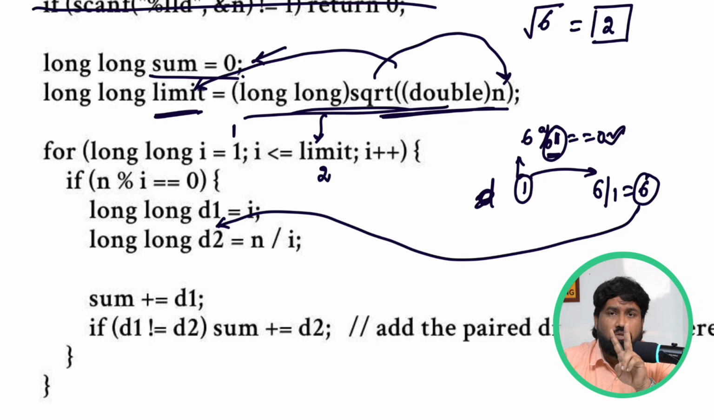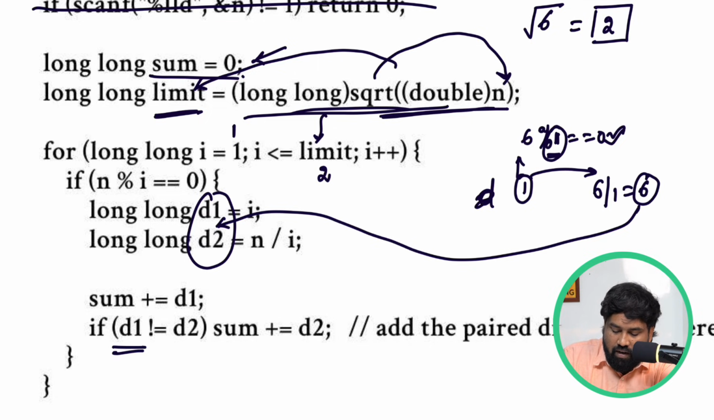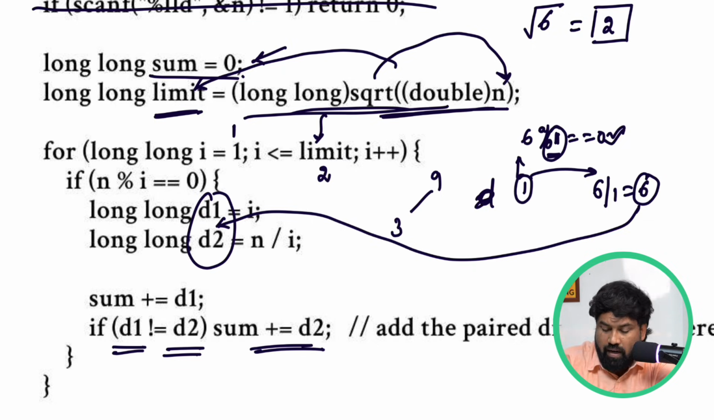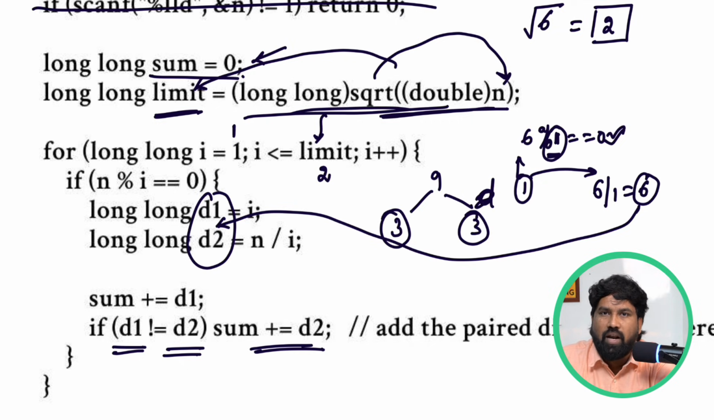So divisor 1 and divisor 2 we are getting at a time. One is the divisor, another is the quotient. So I stored them in d1, d2. And sum is equal to sum plus d1. If d1 is not equal to d2, sum is equal to sum plus d2. For example, there is a 9, right? 9 is divisible by 3. What is the quotient you will get? 3. So, can you add 3 two times? No, right? Whenever the quotient and divisor are the same, we don't have to consider it twice. We have to consider it only one time. So that is the exclusive case.